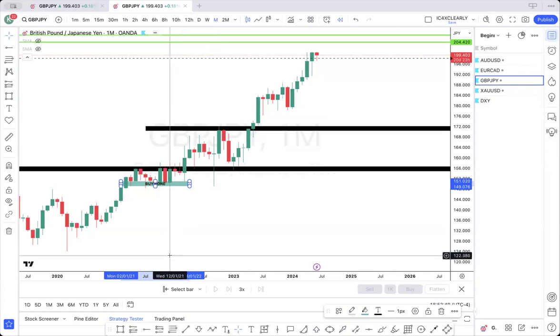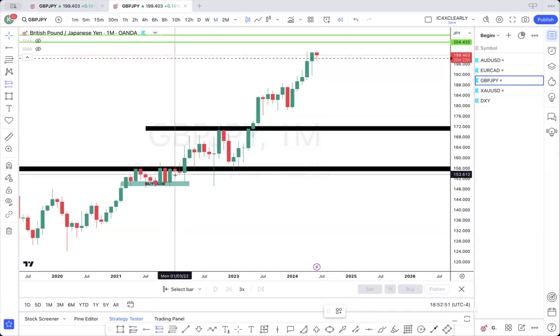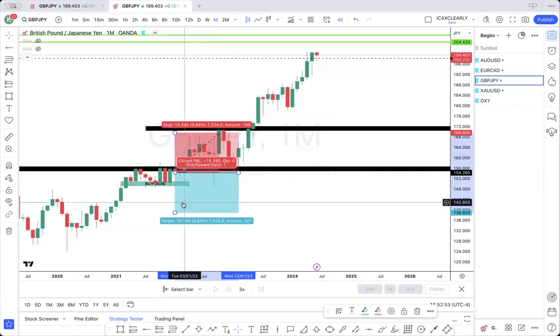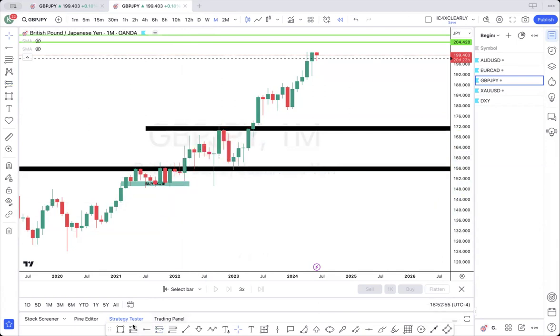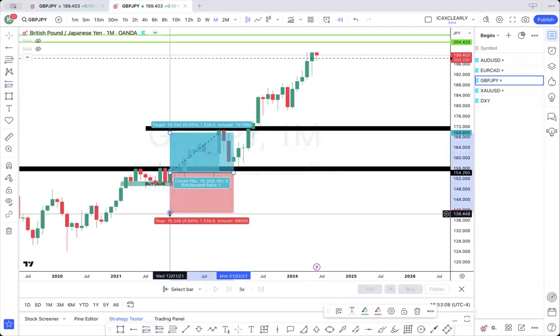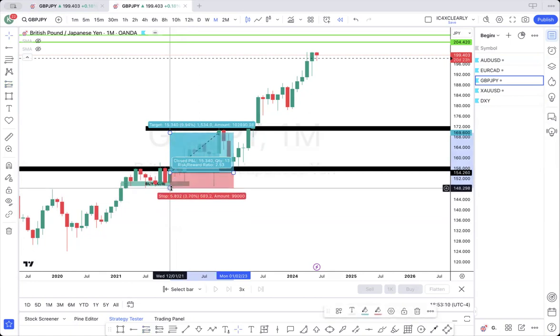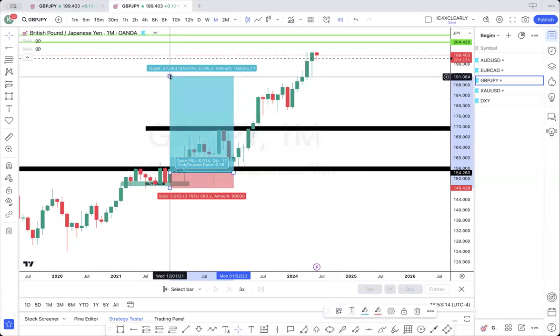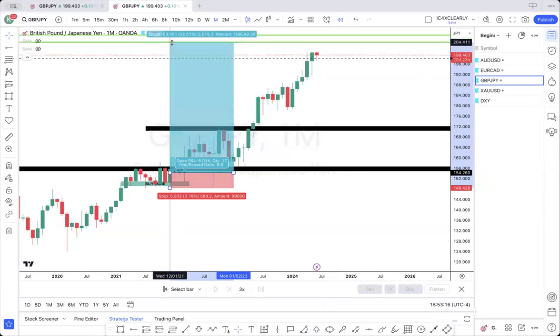You could have set your limit at this order block. You can set your limit here, put it below these lows, and then wait for price to do what it's going to do.